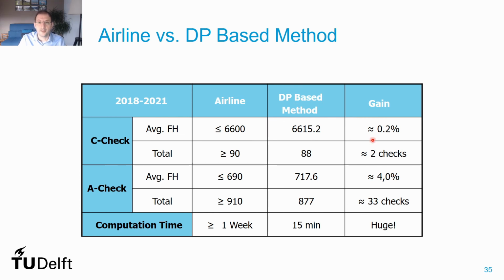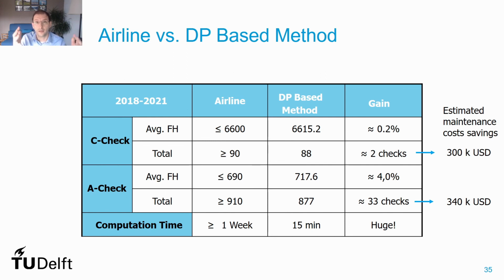And what we observe is that we can reduce the average flight hours that we're going to have at the moment that we schedule our C checks and A checks by about 0.2% and 4% respectively. This reflects how much we are exploiting our interval for both checks. But more important, what we see in these 5 years is that we may end up having 2 fewer C checks and 33 fewer A checks. And this represents about $600,000 US in these 5 years that we are going to save only in maintenance costs.